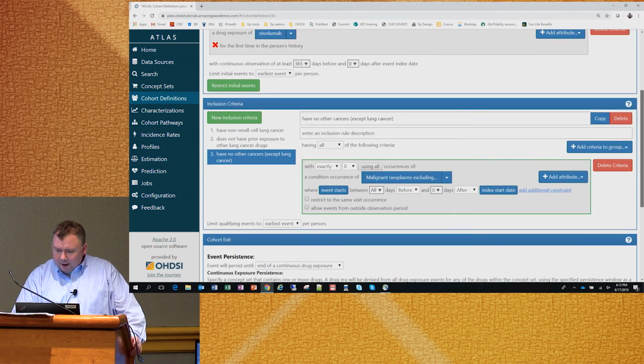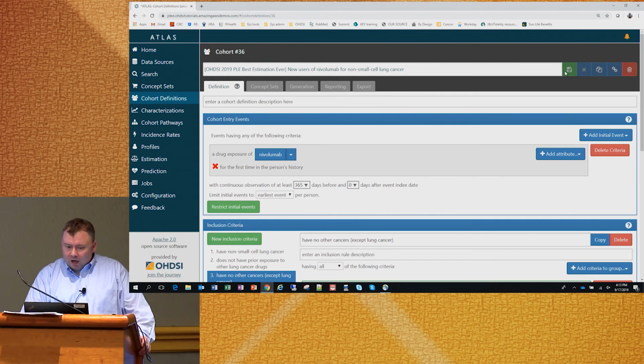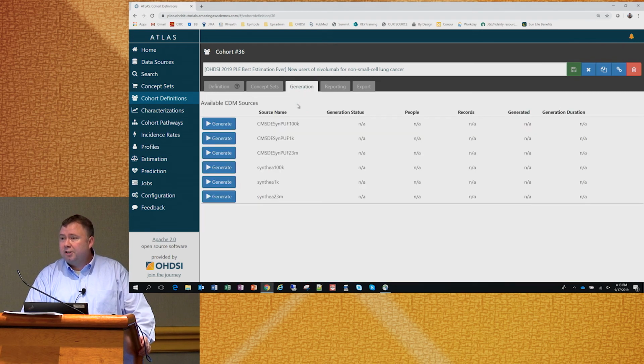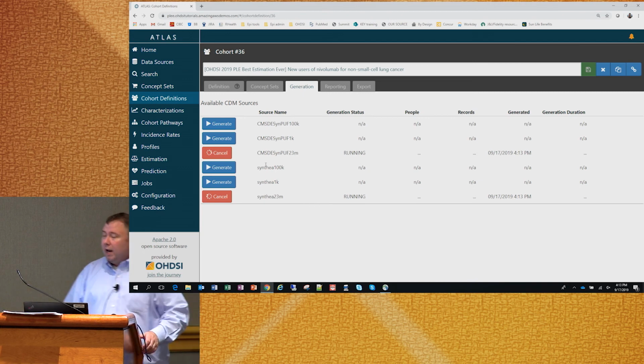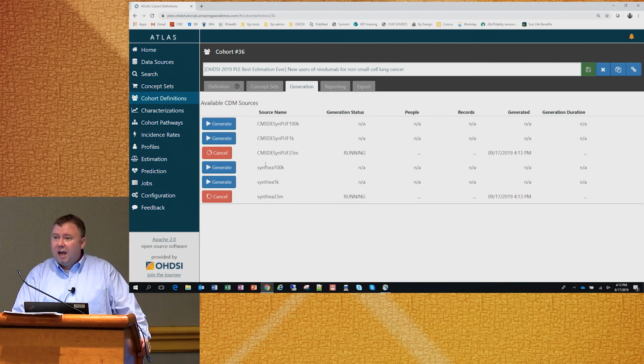Okay. All right. So we've got a cohort definition, best ever. The way that I tend to do this is, now that I've created my cohort definition as an initial feasibility, I could run this cohort definition on any sort of databases. So I would just go to the Generate tab and click Generate, and let this cohort run to see how many patients come back.